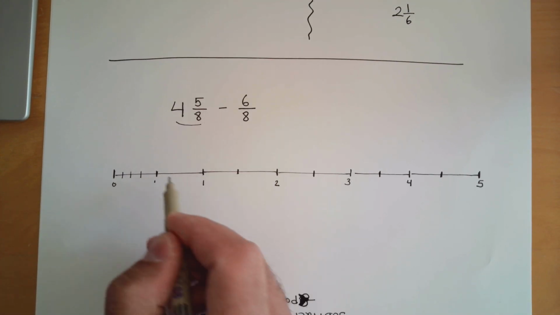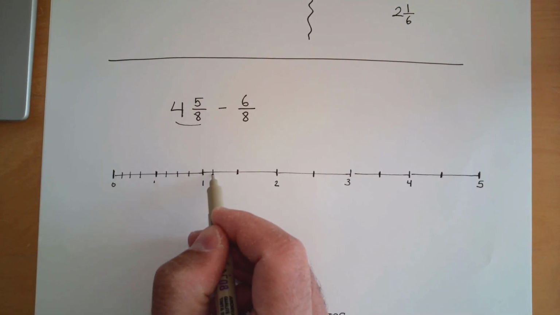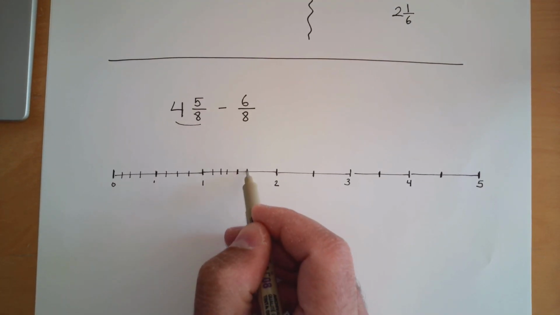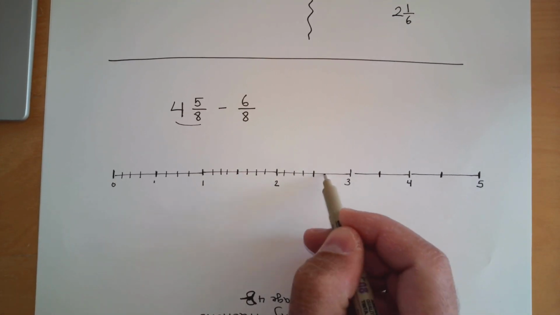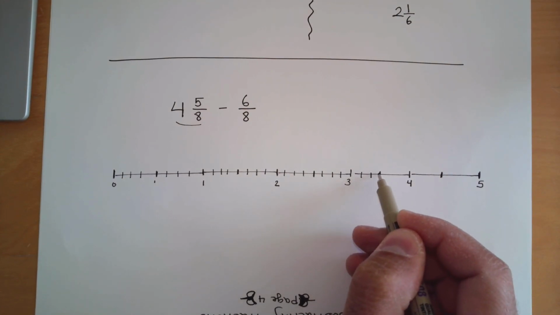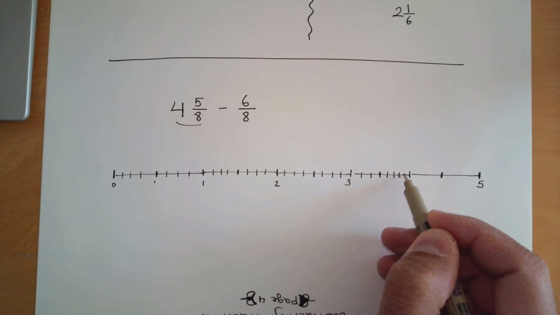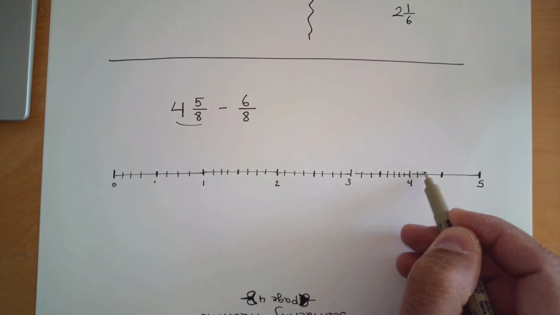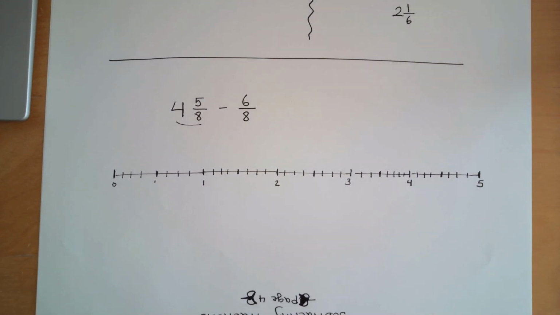1, 2, 3, 4. 1, 2, 3, 4. I continue this for each half of each whole, 4 partitions each. Okay, so I broke all of my wholes into eighths.